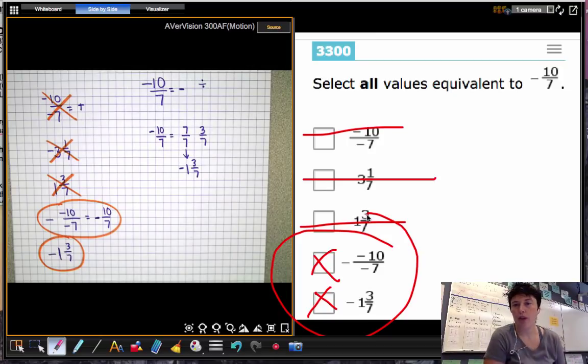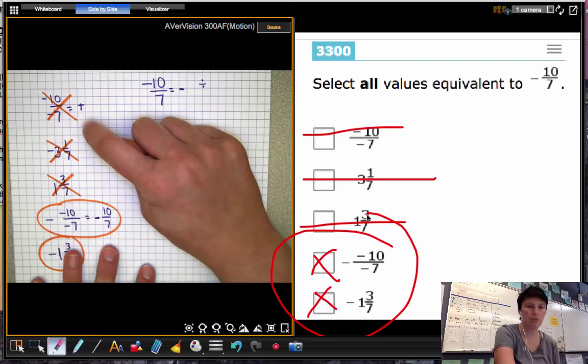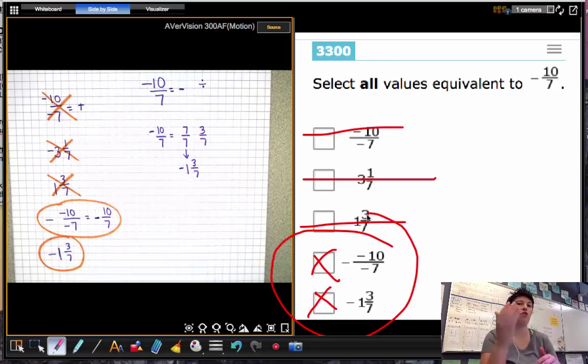So with these fraction problems and these negative signs, just be thinking about all the things you know about positive and negative numbers and slowly, like I did on my scratch paper, slowly go through each one, deciding if it's true or false.